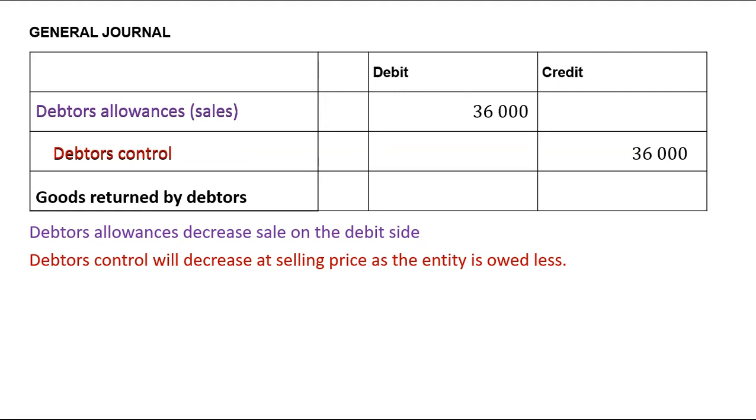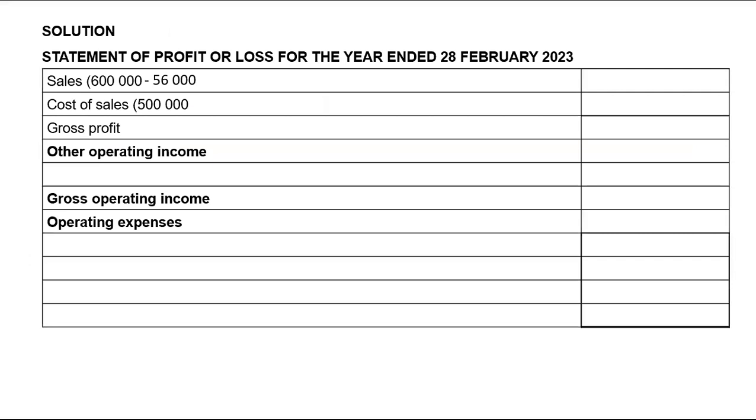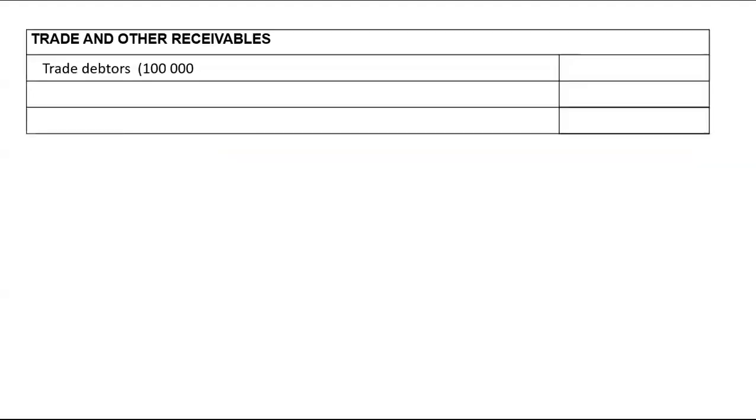Okay, now, once I've done this, I am going to take this to my debtors control. I will just go to the statement of profit or loss, and from my sales amount, I will subtract that 36,000 rand. So basically, that's what I will do. From sales, I'll subtract that 36,000. At the same time, I'm going to go to trade and other receivables, and from debtors, I will subtract that 36,000 rand because that is the first adjustment. That's what it wanted me to do, and I have done that.